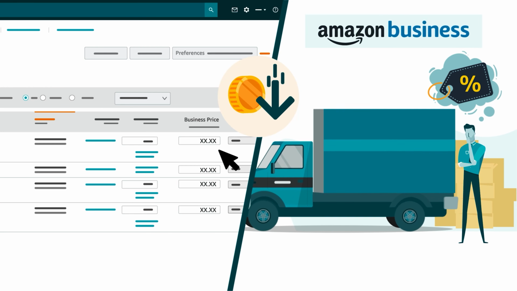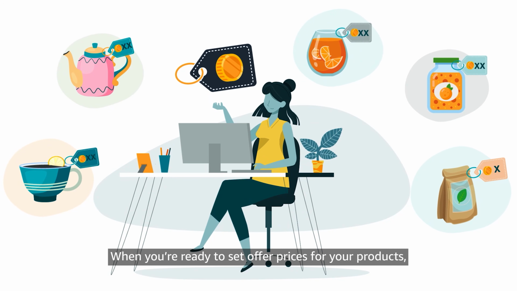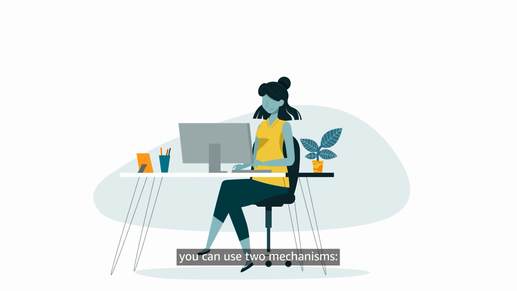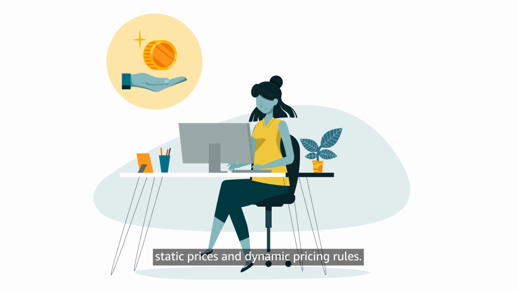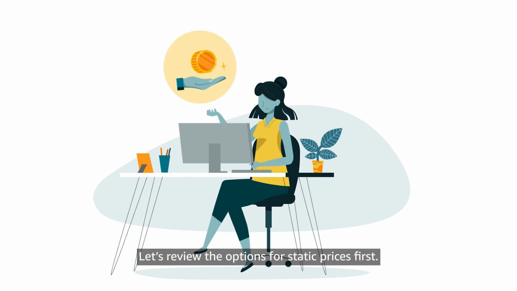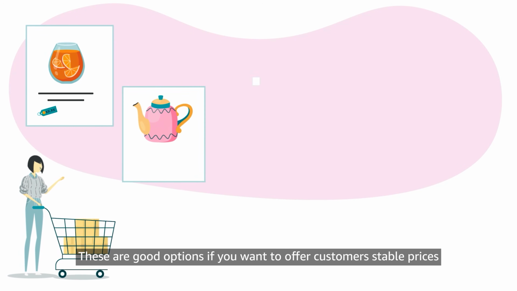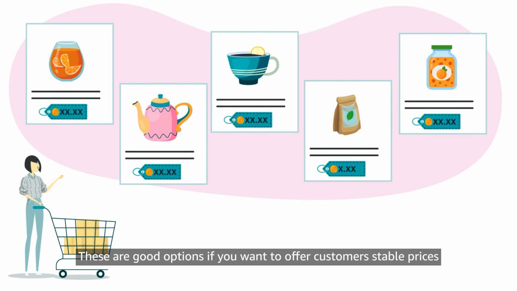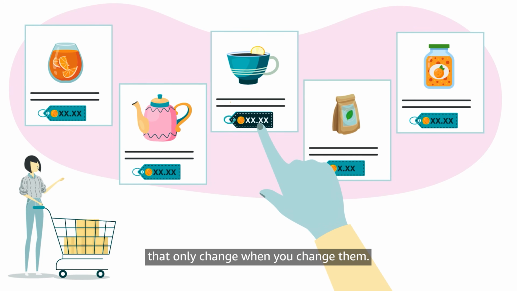When you're ready to set offer prices for your products, you can use two mechanisms: static prices and dynamic pricing rules. Let's review the options for static prices first. These are good options if you want to offer customers stable prices that only change when you change them.